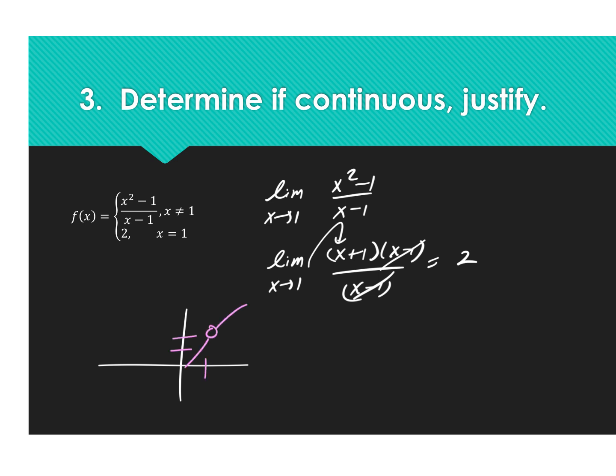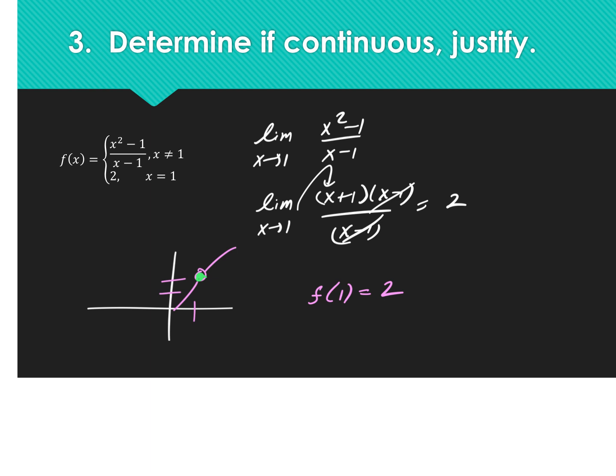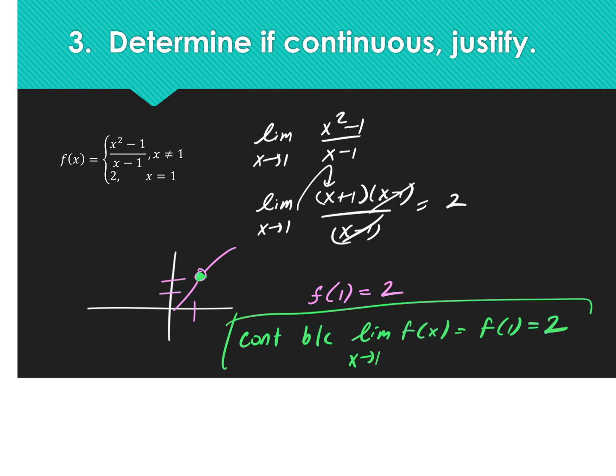So then I need to do f of 1. If f of 1 is 2, that means this gets colored in and it's continuous. So I would say that it's continuous because the limit as x goes to 1 of f of x equals f of 1, and they both equal 2. That is your justification.